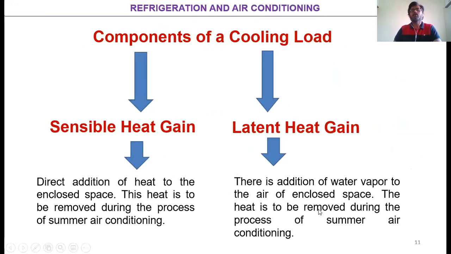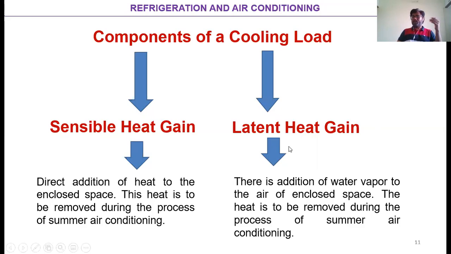So what are the different components of this cooling load? That is, the heat which has to be removed by the refrigeration air conditioning equipment. Broadly speaking, there are two components of the cooling load. One component is called the sensible heat gain. There would be some sources in the space to be conditioned which make a contribution for the sensible heat. And another is the latent heat gain. Similarly, there would be some sources which make a contribution for the latent heat. So your refrigeration or air conditioning equipment should be capable of handling both loads, the sensible load and the latent load.